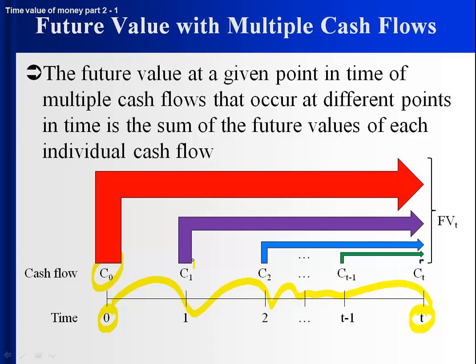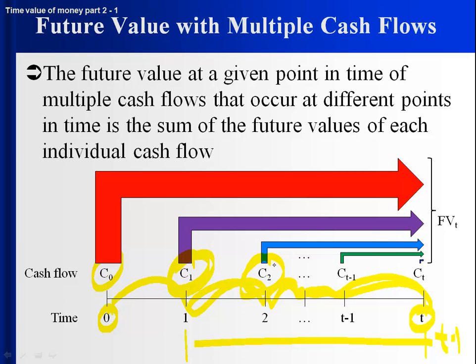1 year later, we put some money in. How much will that accumulate to, compound to at time t? Well, C1, from here to here, there's t minus 1 periods because it's coming in 1 period later. So it'd be C1 times 1 plus r to the t minus 1. In 2 periods, we put in that amount. It would compound for t minus 2 periods because it's going to miss out on those periods. And from here to here, it's t minus 2. C2 times 1 plus r to the t minus 2.